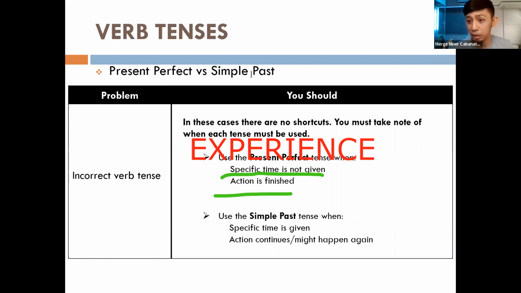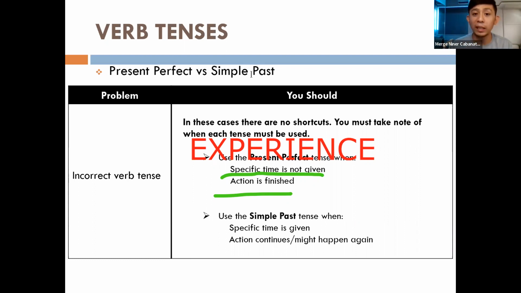But if there's a time expression like yesterday, last week, when was the last time you went to the mall? Last week, I went to the mall. So you will be using simple past still, di ba? So si present perfect, para lang ito sa saying, I have the experience. I had the experience of.